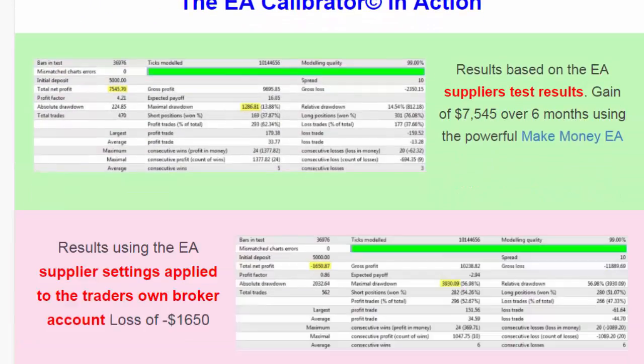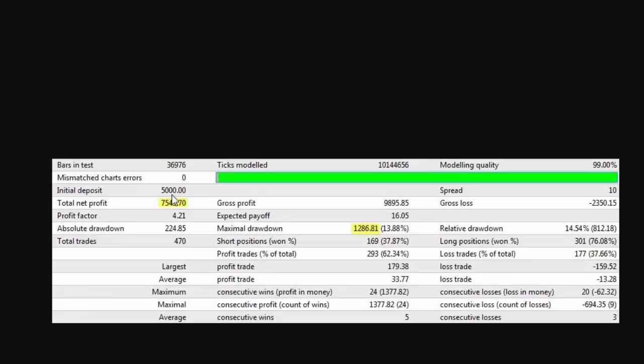Here's an example. We have a really profitable EA called the Make Money EA. And in this example, the settings provided show a $7,500 profit over a 6-month period. Yeah, this is a little bit clearer. So there's your 7,500 profit.